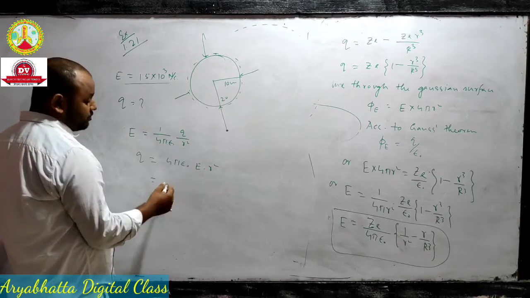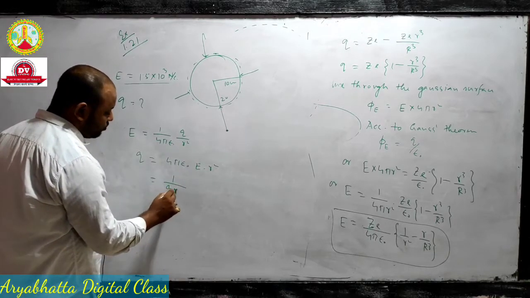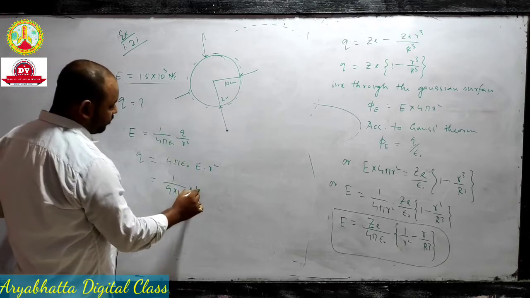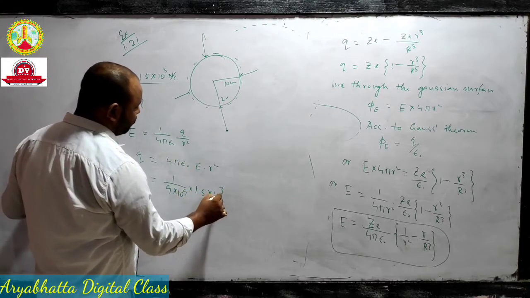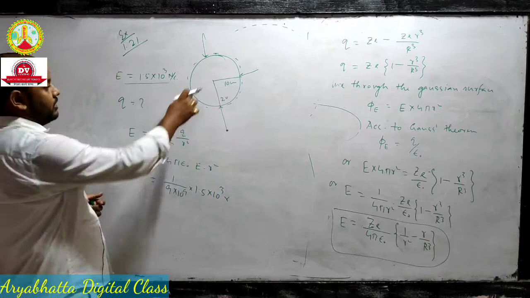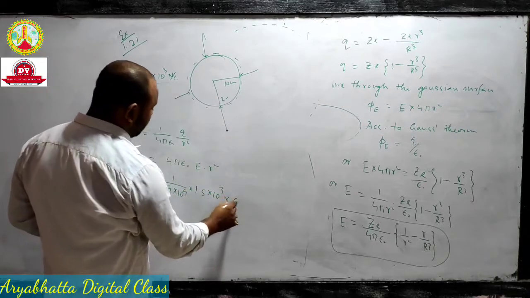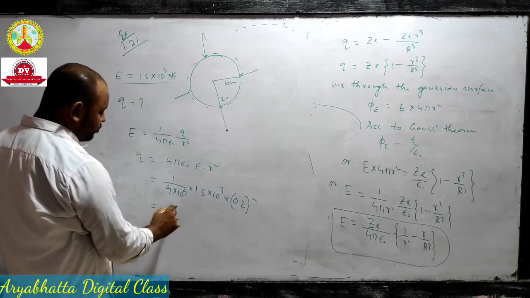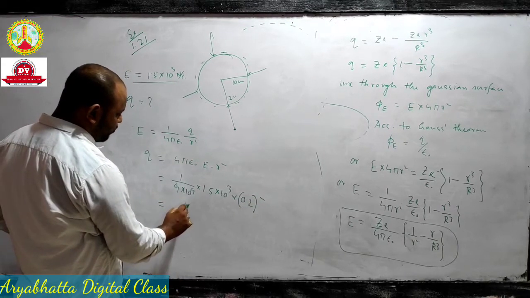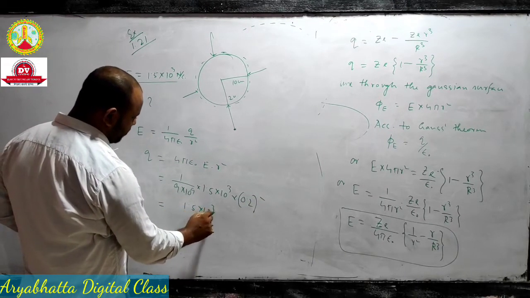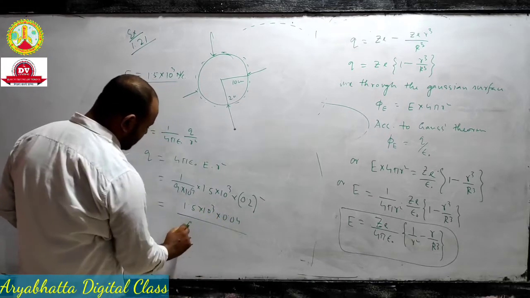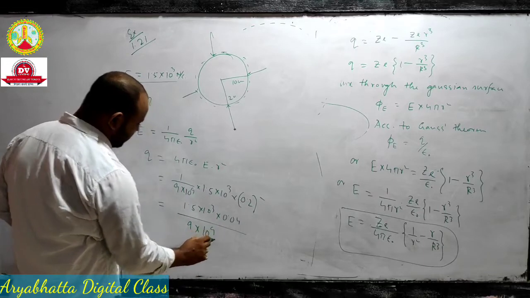So 4 pi epsilon naught is 1 by 9 into 10 to the power 9. And the value of E is 1.5 into 10 to the power 3. R is the distance, 20 centimeter, that means 0.2 whole square. So it will be 1.5 into 10 to the power 3 into 0.04 divided by 9 into 10 to the power 9.